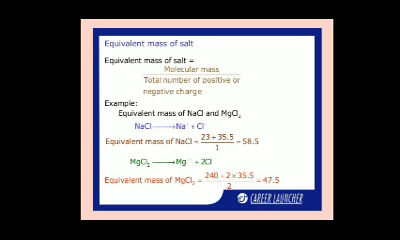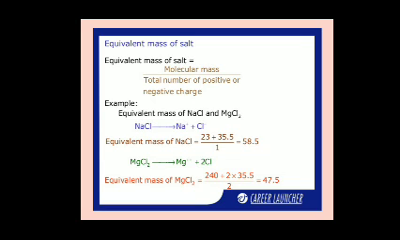Magnesium chloride: Mg plus 2, plus 2 Cl minus. Charge on cation is 2. Therefore magnesium chloride has 1 magnesium atom and 2 chlorine atoms. Magnesium atomic weight 24 plus 71 by 2, that is equal to 95 by 2, 47.5.